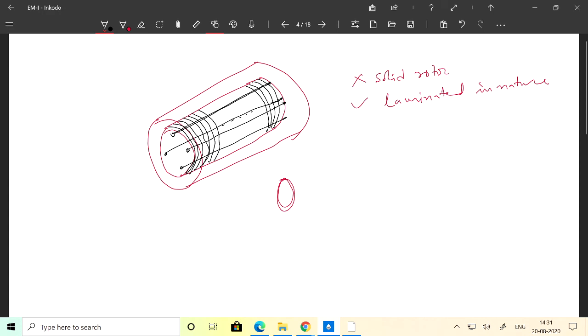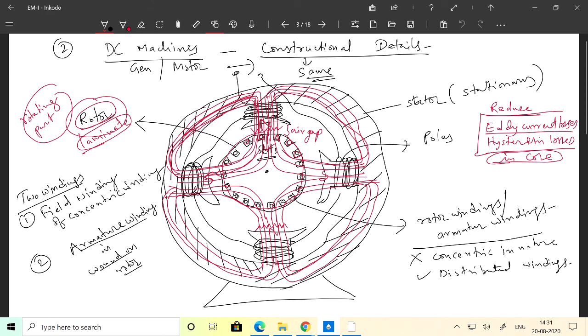So why is only the rotor laminated? Because it is rotating, it is linking with the magnetic field. So to reduce the core losses, what are the core losses? Core losses are the sum of eddy current losses and hysteresis losses. Just remember for the time being, I will again come back to these losses. To reduce these losses, we laminate the rotor into slices.